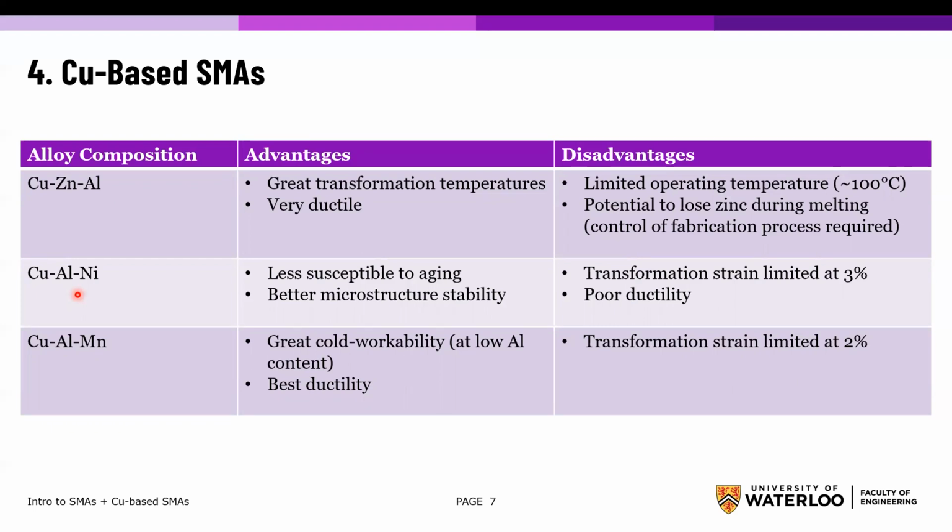And just to make it clear that the composition of each element will have an effect on these advantages and disadvantages, just like we saw here, the great cold workability is achieved once the aluminum in the CuAlMn alloy is very low. And these three examples are just certain examples. There are several others out there.